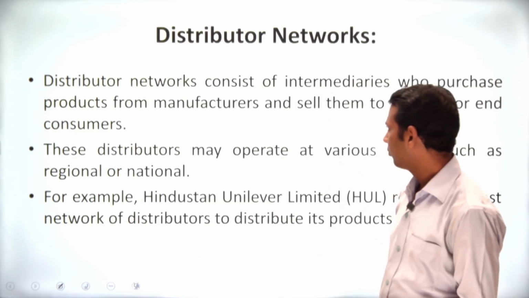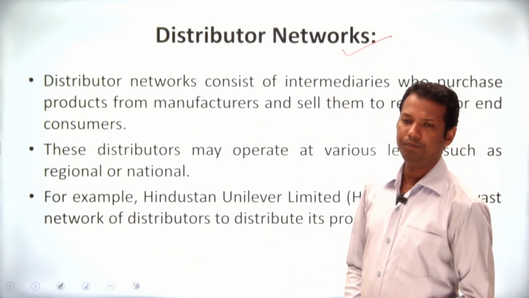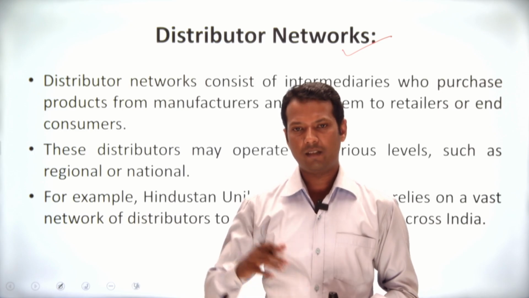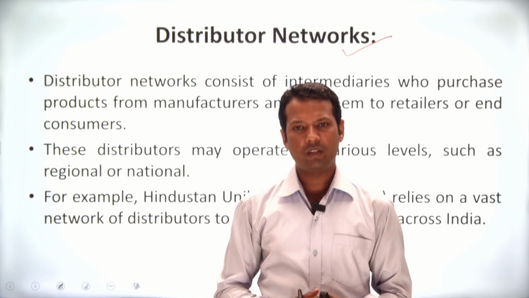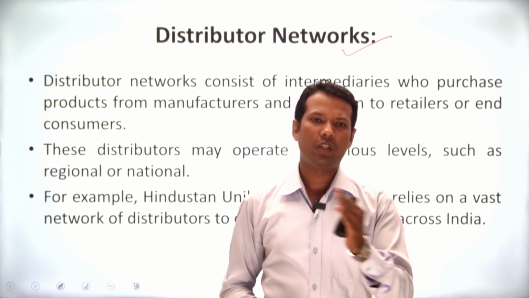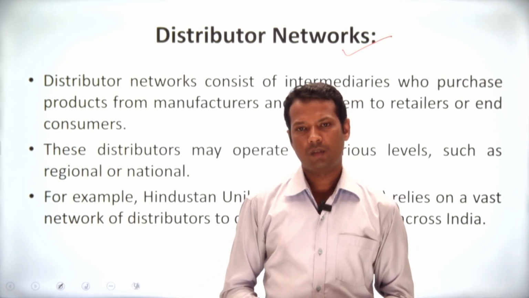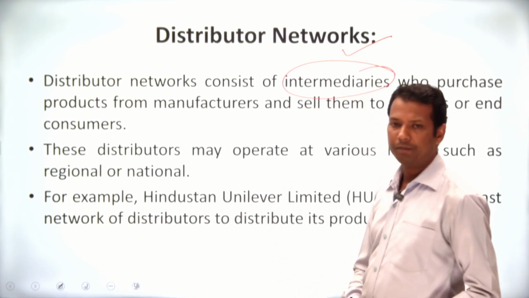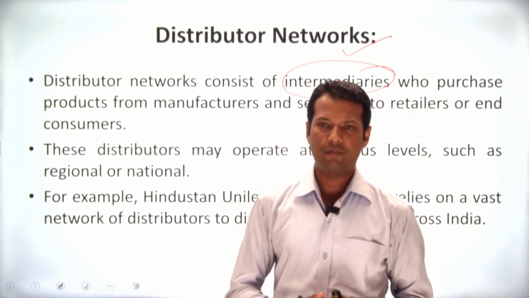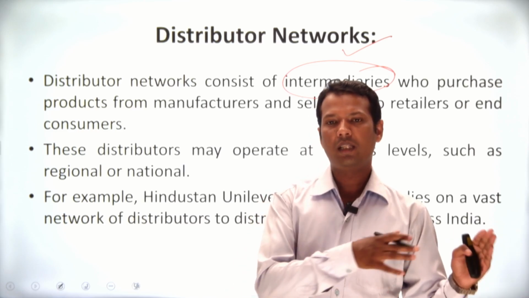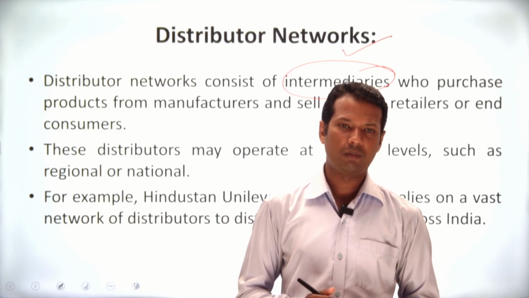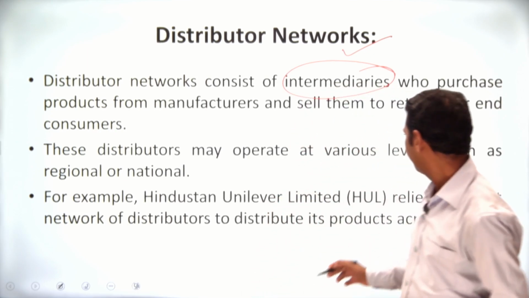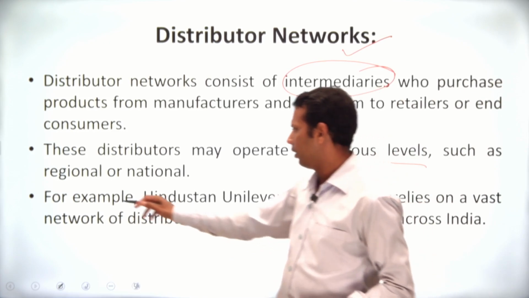Next, distribution network. In the distribution network, there are a lot of distributors. There is a manufacturer who manufactures the product, and from the manufacturers, there are distributors who distribute the products. These people are the intermediaries, who purchase the product from the manufacturer and then sell that product or service to the retailers or the consumers.